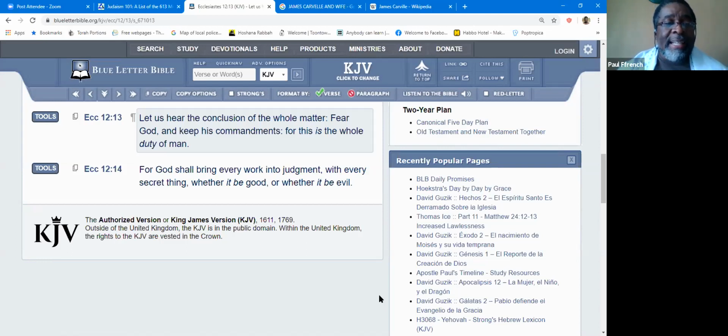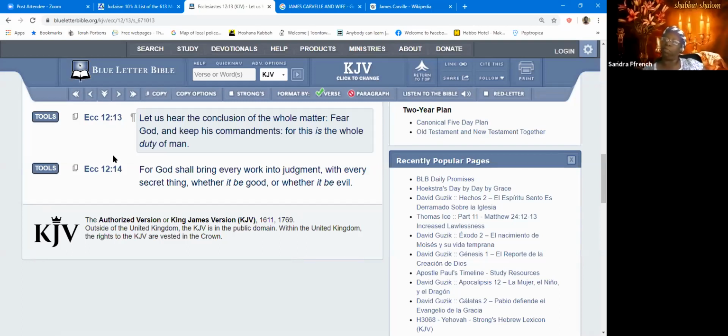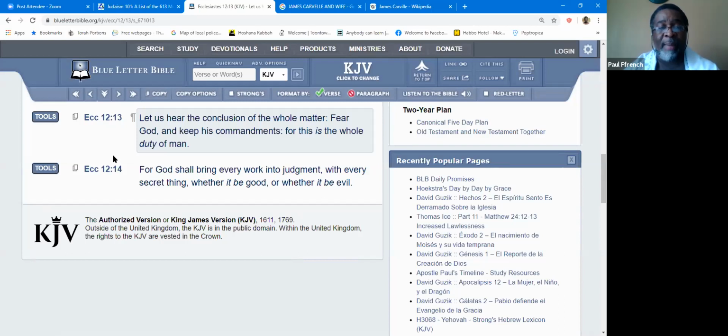And so in Ecclesiastes 12:13-14, this one I learned when I was a child by heart. It says, let us hear the conclusion of the whole matter. Fear God and keep his commandments, for this is the whole duty of man. After Solomon was talking about all things is vanity, the conclusion is we must fear God, respect him, esteem, show love, and keep his commandments, for this is the whole duty of man.